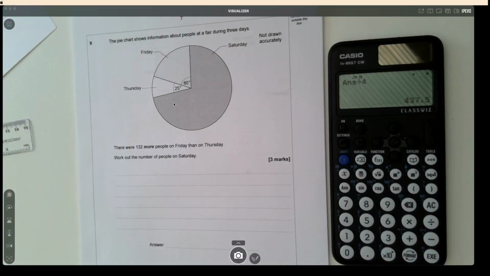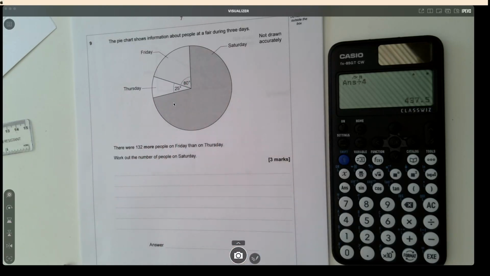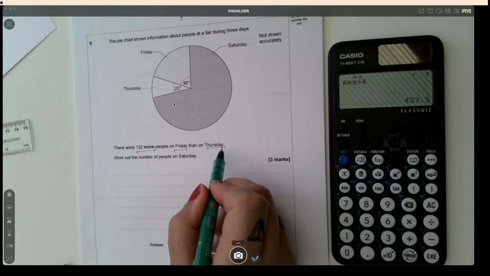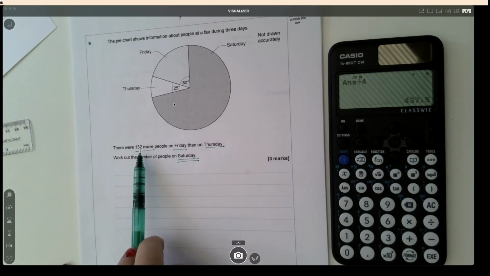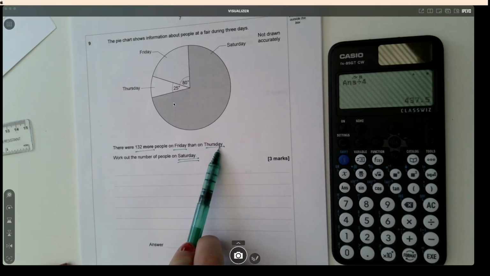Question 9. The pie chart shows information about people at a fair during 3 days. So we've got Thursday, Friday and Saturday. There are 132 more people on Friday than Thursday. Work out the number of people on Saturday. So they've given us some information to compare Thursday and Friday. So let's work with that first.